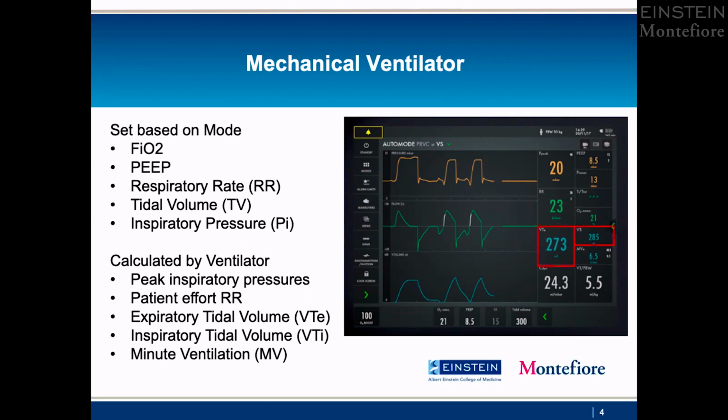VTE is expiratory tidal volume and VTI is inspiratory tidal volume. These two numbers should be very close to each other. Significant difference may be suggestive of a cuff leak. MV, or minute ventilation, is the volume of gas exchanged per minute. It is defined as respiratory rate multiplied by tidal volume.